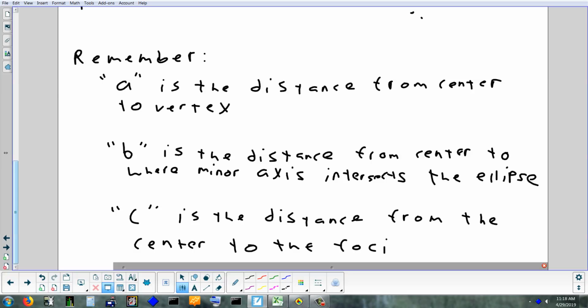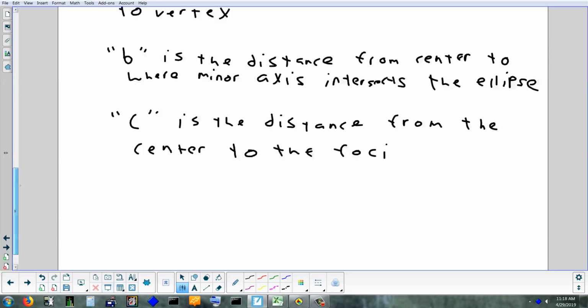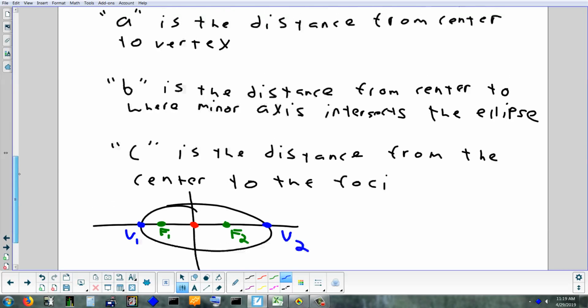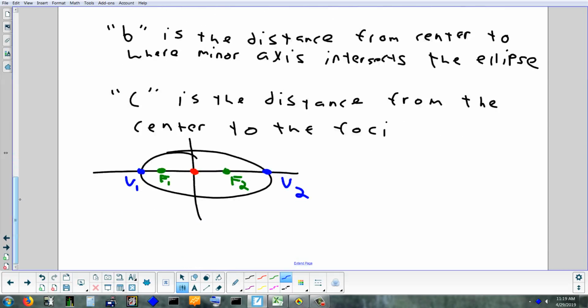So I'm going to scroll back up and I'll show you each one of those in a picture. Or I can just draw it on. So major axis left and right, minor axis up and down. That's my center. Let's put foci, or focus, vertex, vertex. All right, so A, distance from center to vertex.